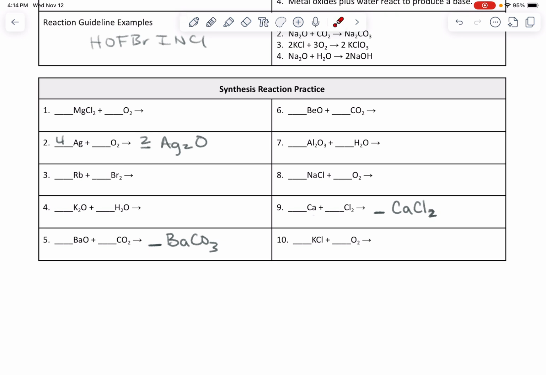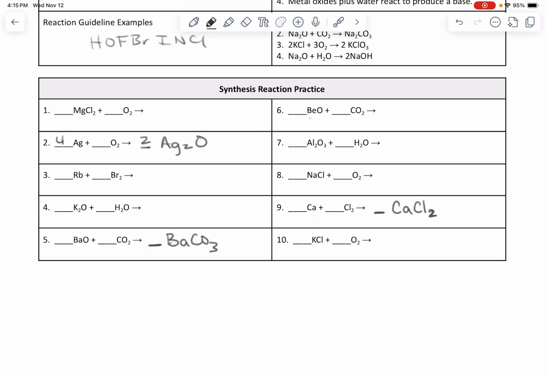All right, just to reiterate what happened, we had a metal oxide and carbon dioxide. The metal of our oxide becomes the cation to our carbonate. Okay, let's try another one. So here we have beryllium oxide, a metal oxide, and carbon dioxide is going to react to form a carbonate.